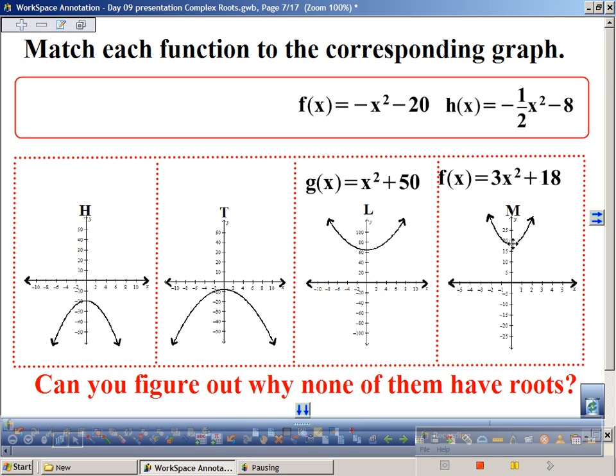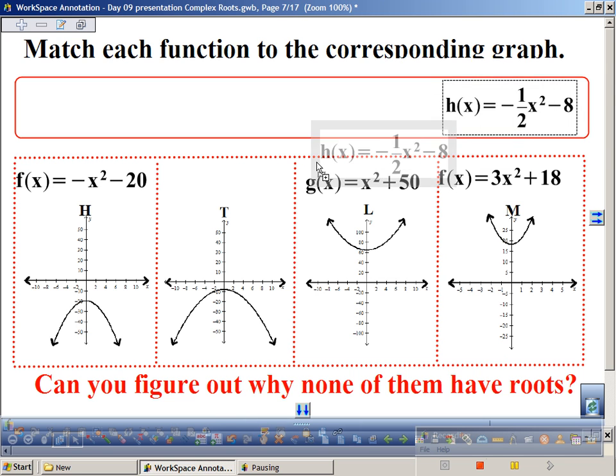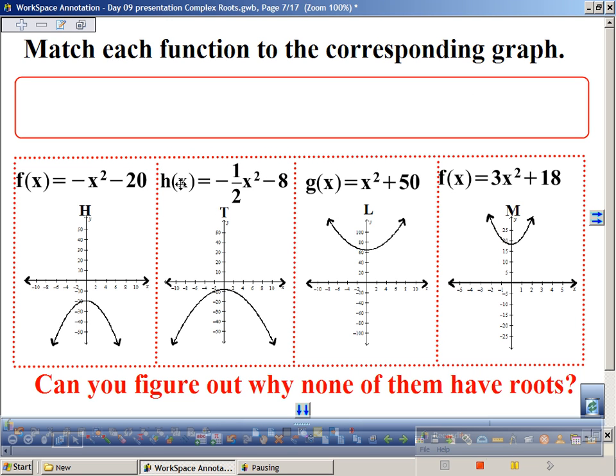What does this one go to? Are they right? Yep. And this one goes to? This one. You can also see that this one looks a little bit more like a parent graph, and this one's a little wider, hence the half, right? Because the slope is less or closer to 0.